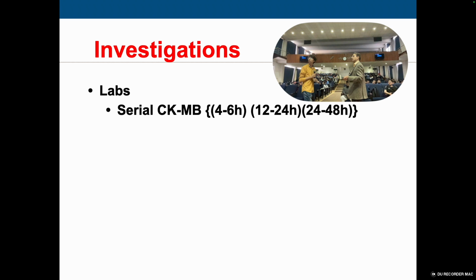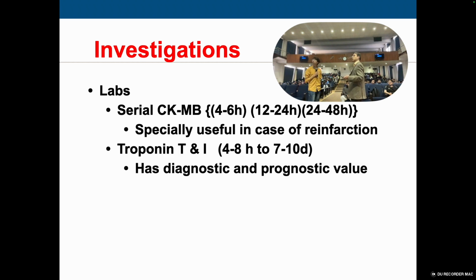Now what does this mean? So this is the time at which it starts appearing. It starts rising in 4 to 6 hours, peaks in 12 to 24 hours, and at 24 to 48 hours it starts declining. It starts disappearing. After 48 hours, you don't find CPK-MB in circulation. If you find CPK-MB in circulation after 48 hours, what does that mean? Patient has a reinfarction. So this enzyme is especially useful in reinfarction.